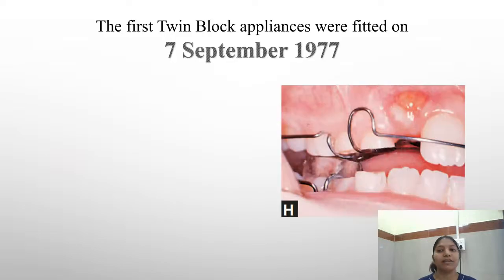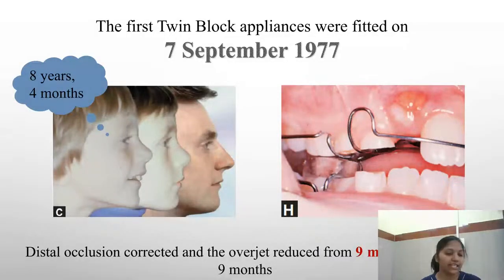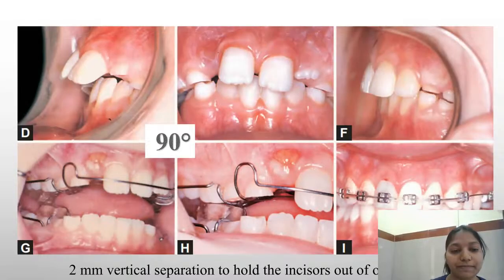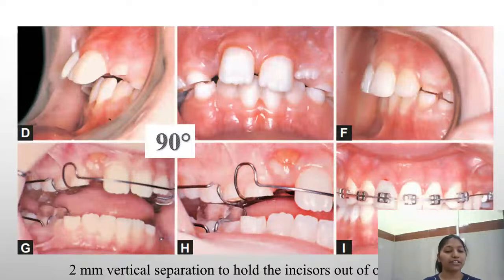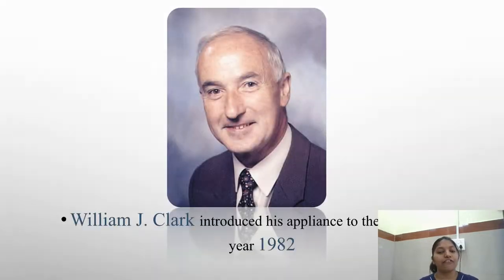So the first twin block appliance was fitted on the 7th of September. The patient at that stage was 8 years old. He corrected the distal occlusion and reduced the overjet from 9 mm to 4 mm in 9 months. So this is Clark's design of the first appliance, where a 2 mm vertical separation was done to hold the incisor out of occlusion. William Clark introduced his appliance to the world in the year 1982.